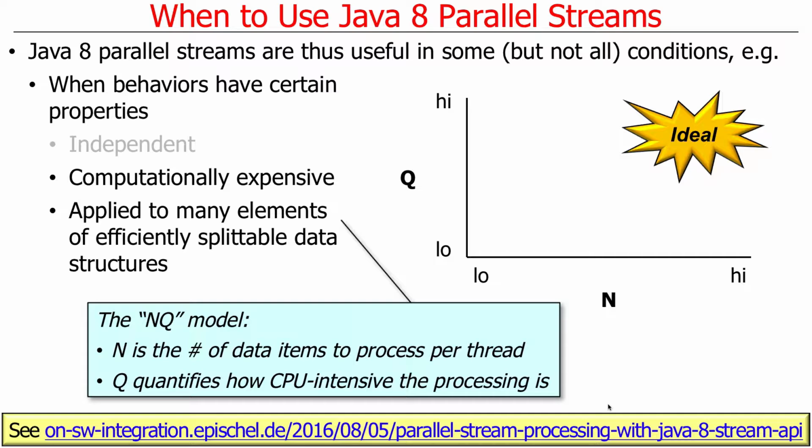And the NQ model basically says, figure out what n is, where n is the number of data elements to process per thread or per core. Figure out what q is, which is a quantification of how CPU intensive the processing is on each element. And if you multiply n times q, and the value is high, where he says high is 10,000 or above, and that's, of course, just a heuristic, right? That's an educated guess. He says if it's roughly 10,000 or above, then parallel streams is probably worth it. If it's much below that, then it's probably not worth it.